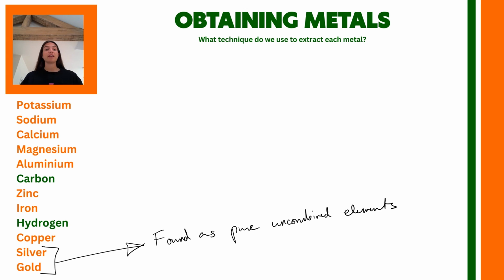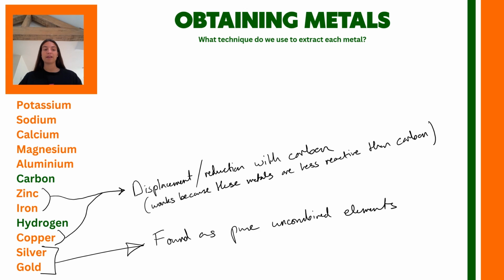Because they're not very reactive, you can actually find them as pure uncombined elements in nature. So all you have to do is physically separate them from their surroundings, such as panning for gold. But gold and silver are the only ones. Once we move above that in our reactivity series, you're not going to find them as pure uncombined elements.